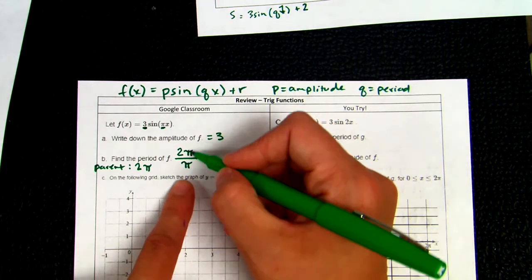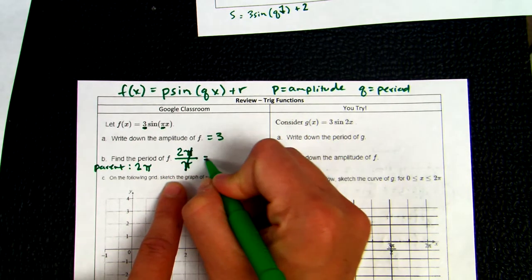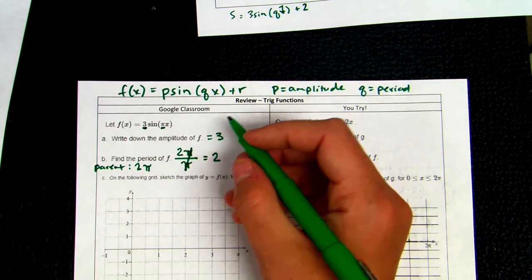So this is actually a pretty easy one. If I have a pi on top and pi on bottom, those are going to cancel. So I know my period for this function is 2 units.